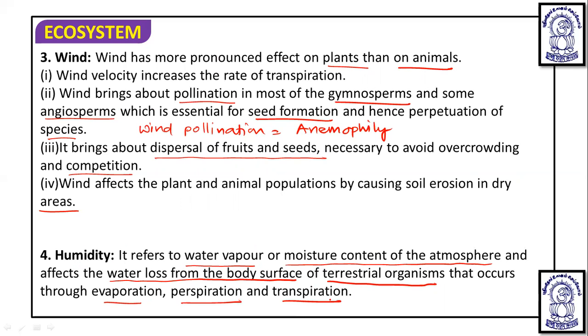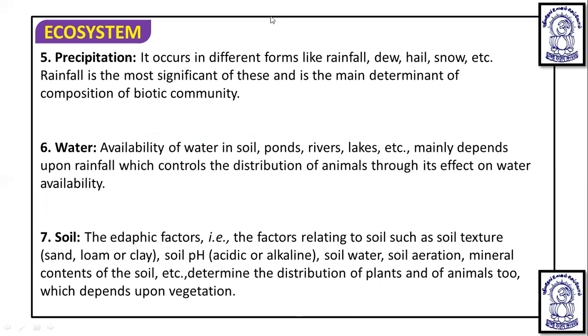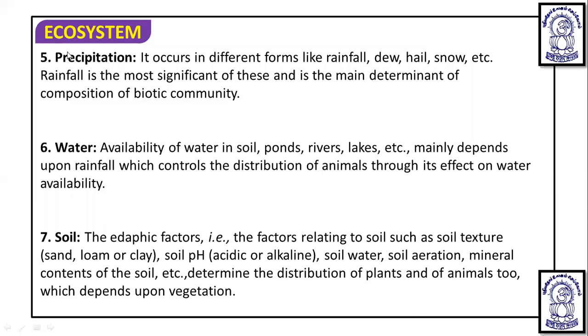So this is directly proportional. Evaporation, perspiration, transpiration are all directly proportional to the temperature. If temperature increases, they will increase. If humidity is there, they will decrease. Apart from this, there is precipitation. So the next factor is precipitation. Precipitation occurs in different forms like rainfall, dew, hail, snow. These are all examples of precipitation.